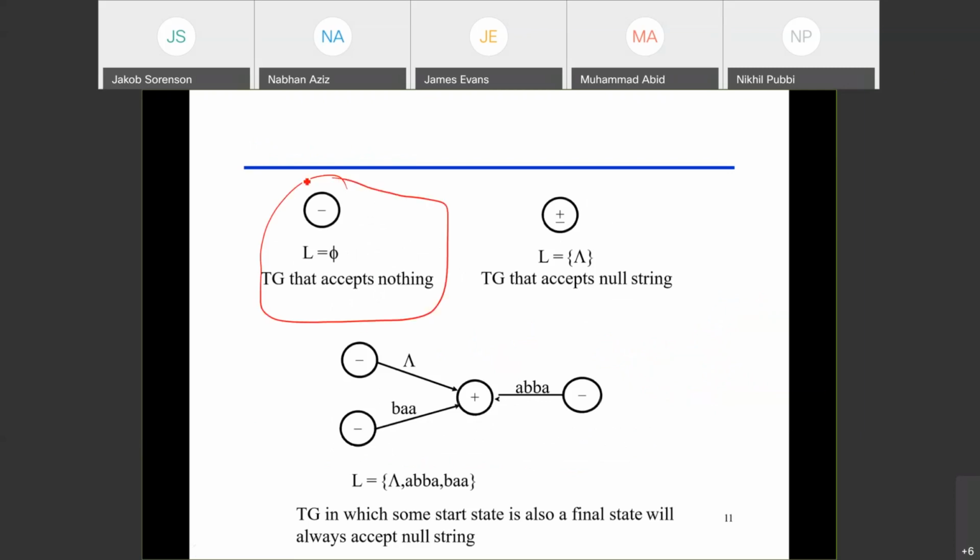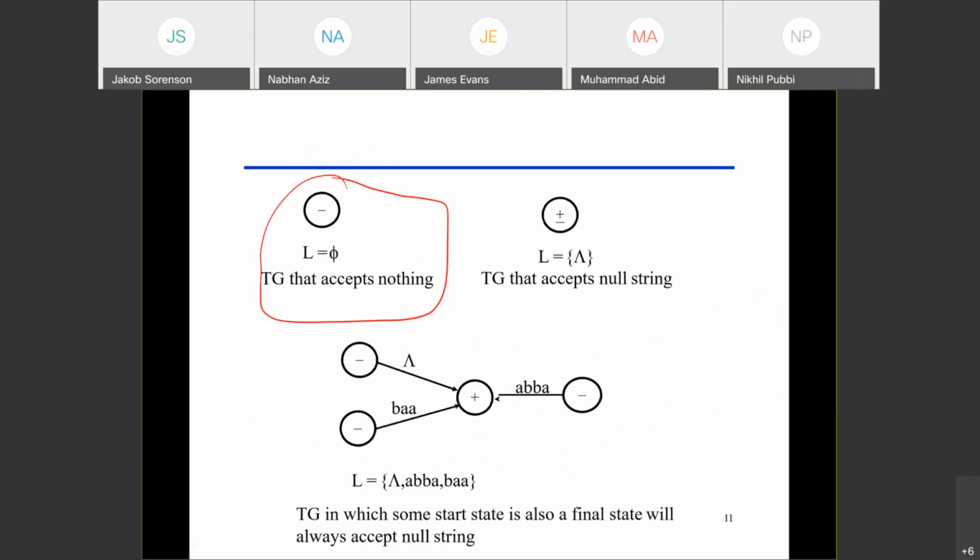So this is your TG that accepts nothing. It has a start state. It has no final state. You know that when there is no final state, the word will not be accepted. So it is doing nothing. It is just the null language, and it is a TG. Okay.